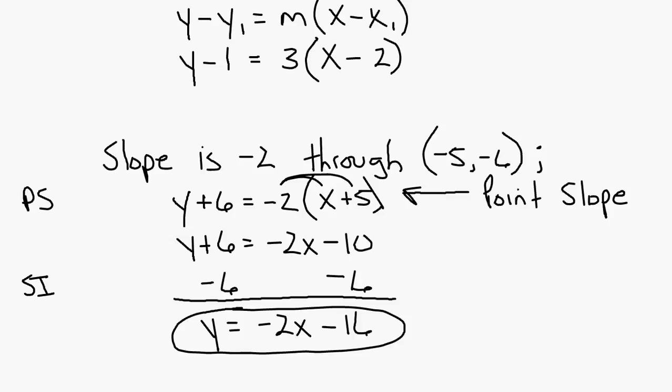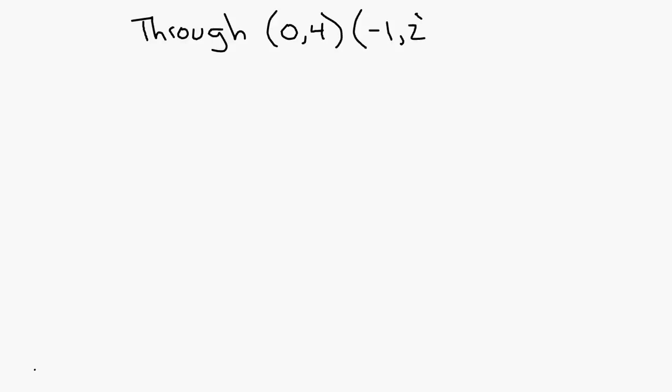All right, we're going to write an equation of a line that goes through (0, 4) and (-1, 2) in slope-intercept form.